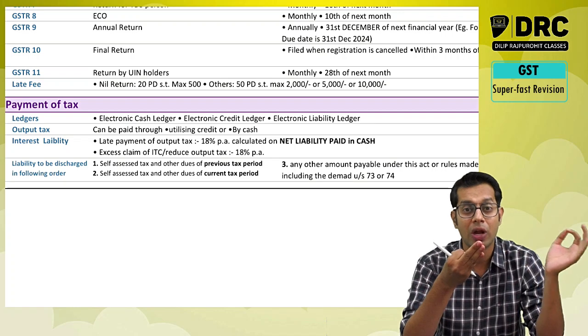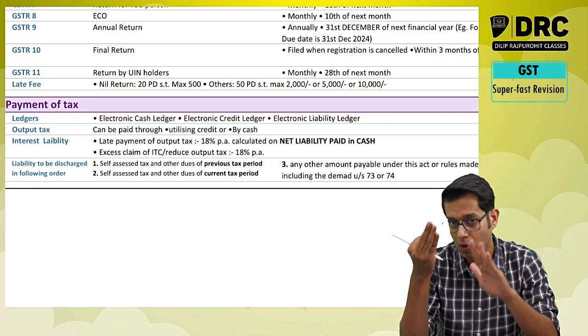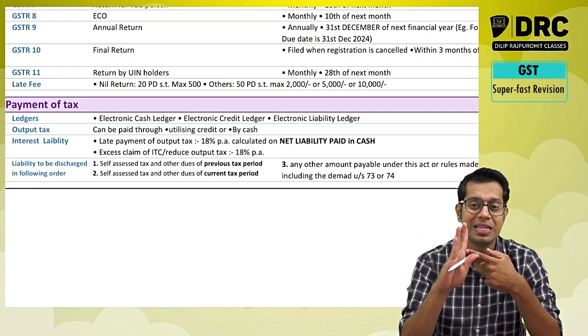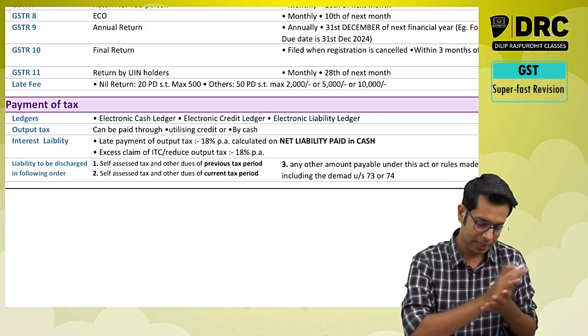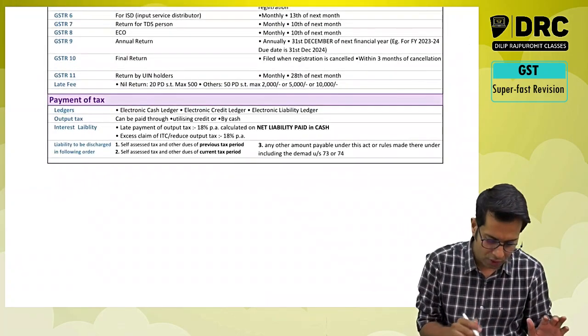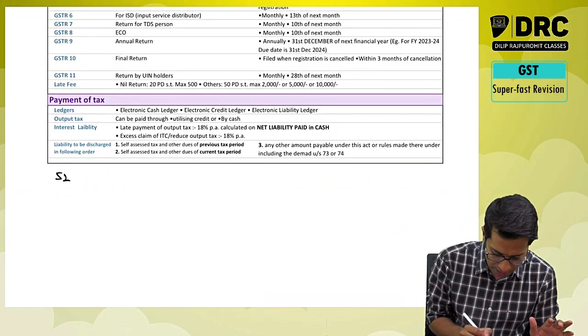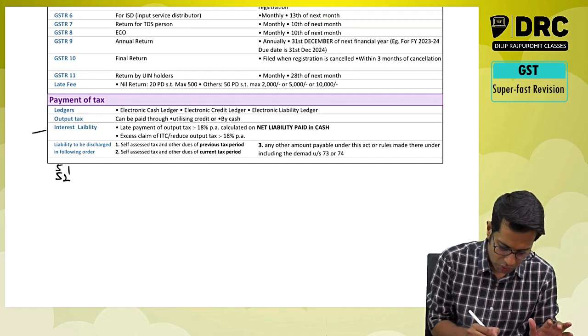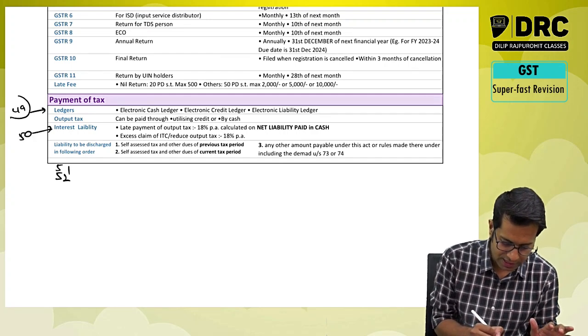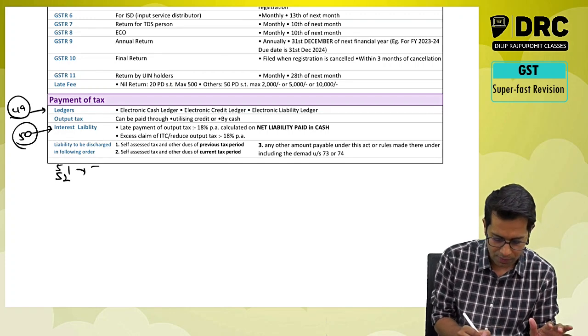Then we have your other dues, interest, penalty, late fee, which you are required to pay compulsorily in cash. Then TDS and TCS also are required to be paid compulsorily in cash. Now, apart from this, the next topic for our discussion is section 51 and section 52. Interest liability was section 50, and ledgers and payment of tax was section 49. Section 51 talks about TDS and section 52 talks about TCS.